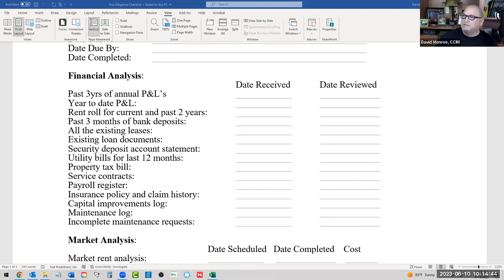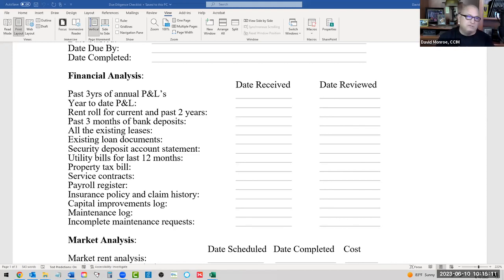Existing loan documents. That is only if you are assuming the loan. If you are not assuming the loan, you do not have the right, nor do you need to see the existing loan documents. They are irrelevant to your situation. Don't ask for them. Okay? That's a big mistake done by a lot of new investors, is they'll ask for existing loan documents.